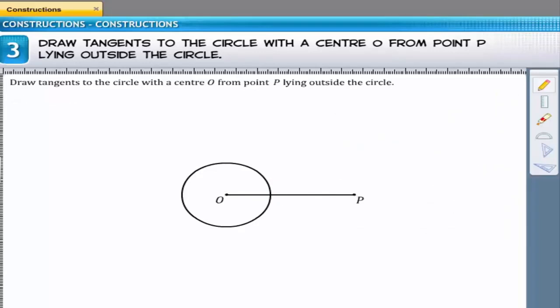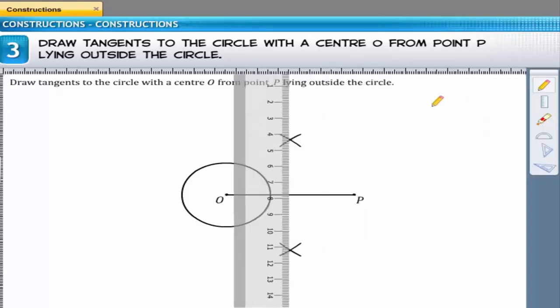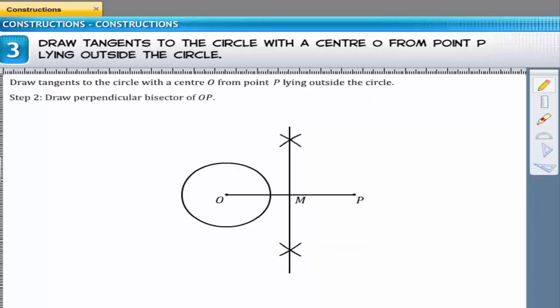As step 2, we have to draw the perpendicular bisector of line segment OP. To draw the perpendicular bisector of OP, open the compass a little more than half of OP. Place the compass at O and mark 2 arcs above and below OP as shown. Next, place the compass at P and mark the 2 arcs above and below OP to intersect the arcs marked in the last step. Join the intersection points to get the perpendicular bisector of OP that intersects OP at M. Thus, M is the midpoint of OP.